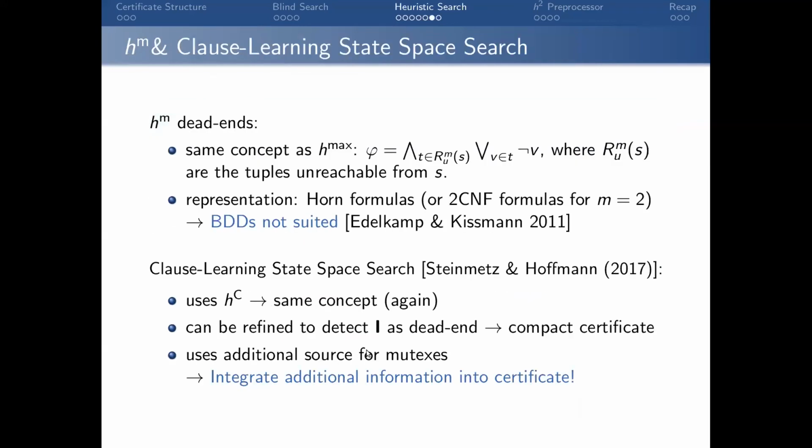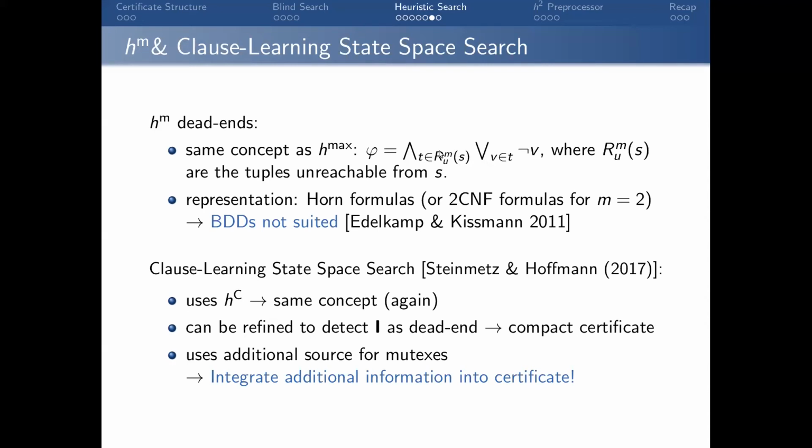Okay, this idea of unreachable variables can be extended to HM dead ends. So in HM, we don't have unreachable variables, but we have unreachable tuples. And actually, it turns out that if we build the same formula, just that we do here a disjunction over the variables in the tuples, this is exactly the same. It's an inductive set that contains no goal state and that contains state S. So this works actually exactly the same way.